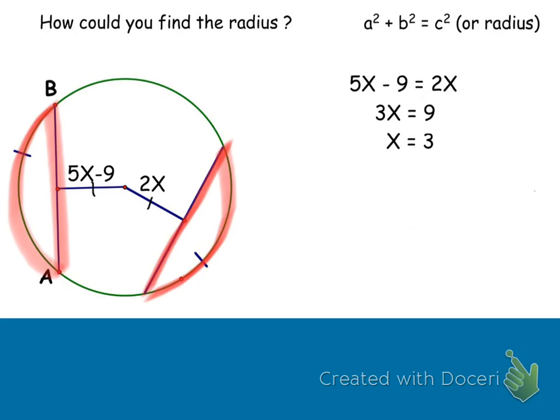Okay, so now if I plug x back in there, I know that this segment here is 5 times 3, which is 15, minus 9, which is 6. And 2 times 3 is equal to 6 as well. So I know those segments are now equal to 6. Okay?